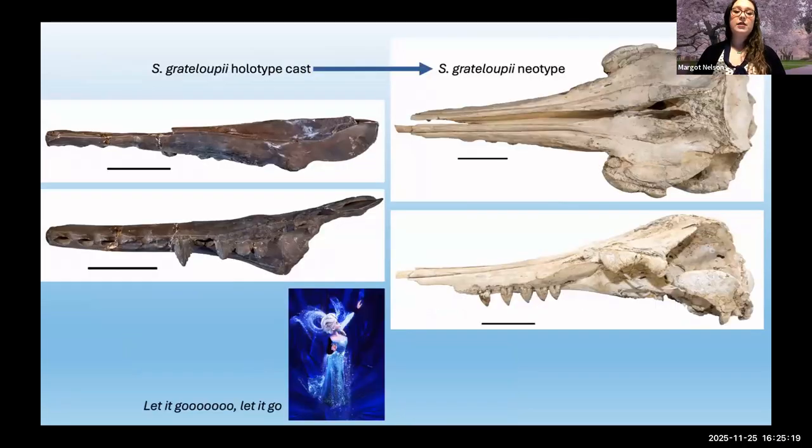So my best solution was to find an appropriate junior synonym and to designate a specimen of that junior synonym as a holotype. So a junior synonym is a name that belongs to an already established species, or sorry, the specimen belongs to an already established species, but was given a new name.